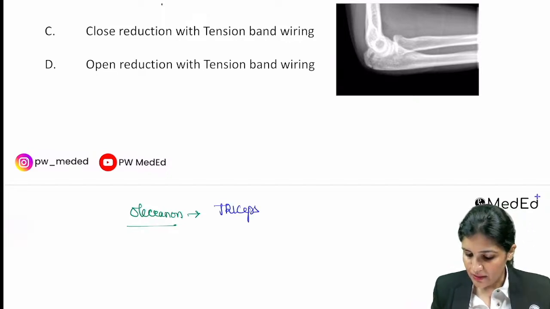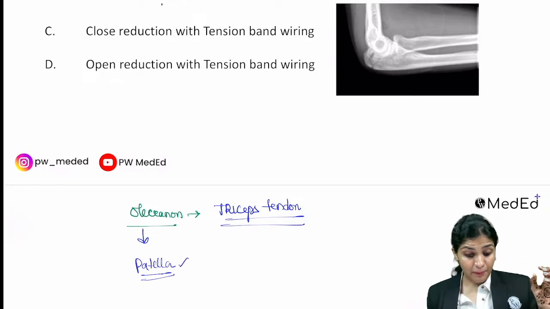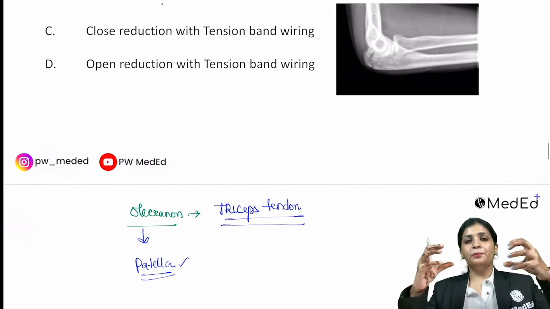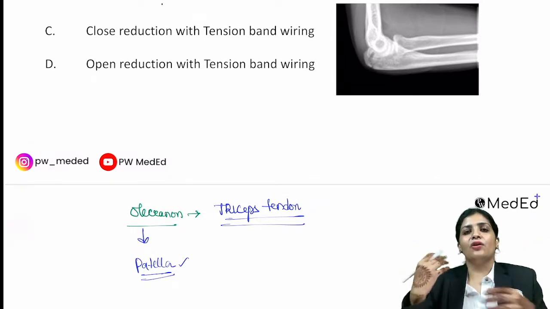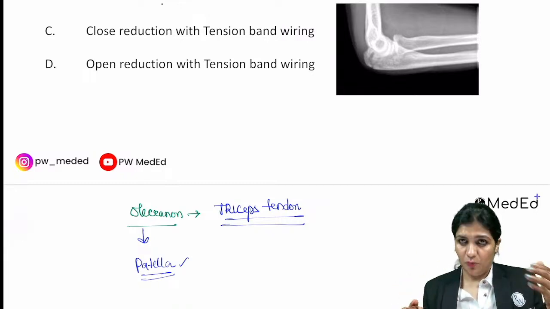So there is a triceps tendon which is attached to it, similarly like your patella. Yesterday in the class we discussed the patella. Because of the pull of the tendons, these patella bones will not heal properly if they are left untreated; because of the pull, they will be non-union.